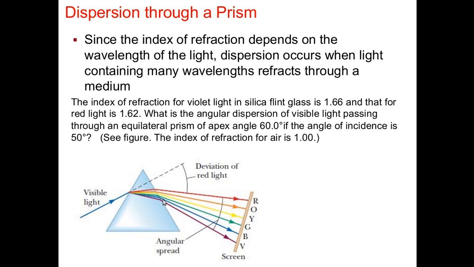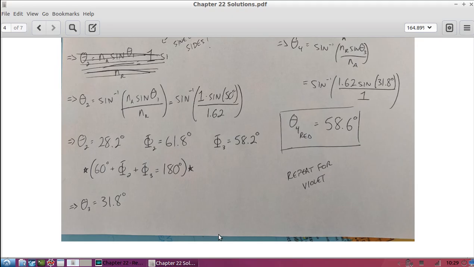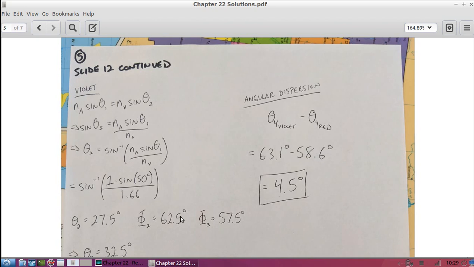So we expect violet to have a larger angle of refraction. The angle this makes with that line minus the angle the red light makes with that line is going to be this angular dispersion, how much the light is spread between red and violet. So we go through the same process for violet. Everything is identical with the exception of the index of refraction for violet. We're looking for the final refracted angle for the violet light.